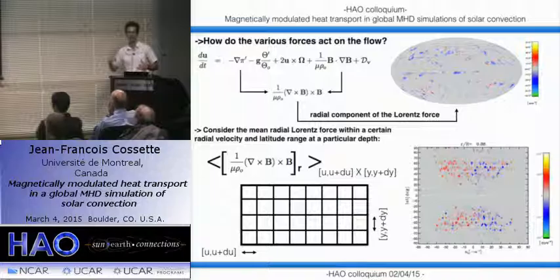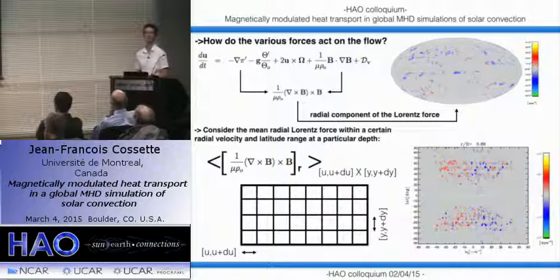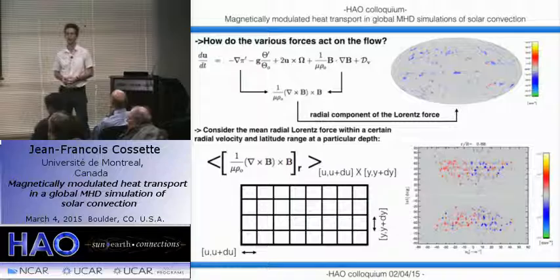What you find is a predominance of negative, so downward, Lorentz force in the upflows and positive Lorentz force in the downflows. Which means that basically the Lorentz force is opposing the flow motion.